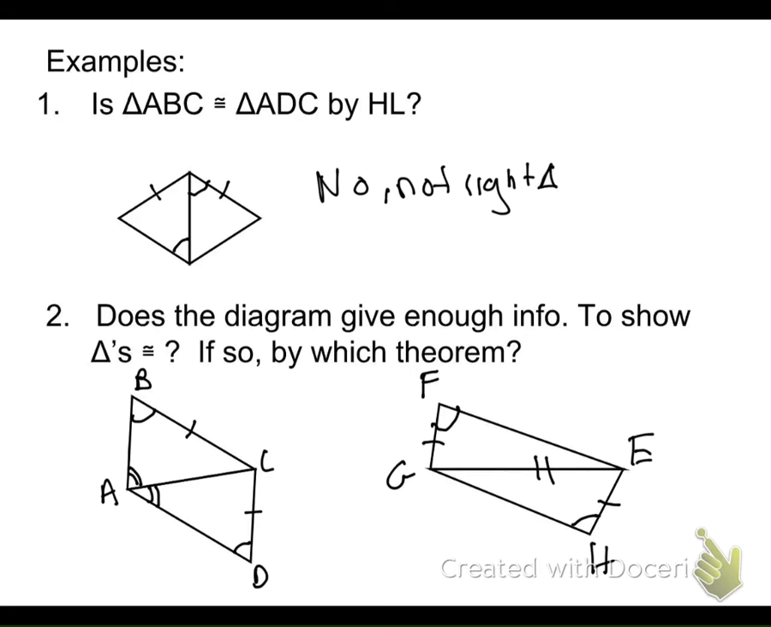Next up. Does the diagram give you enough info to show that these triangles are congruent? And if so, by what theorem? You look at this picture, and we see we have congruent angles, with B and D being congruent angles, and BAC being congruent to CAD. And we also have segment BC congruent to CD. Which theorem have we learned that would allow us to tell if this is congruent?